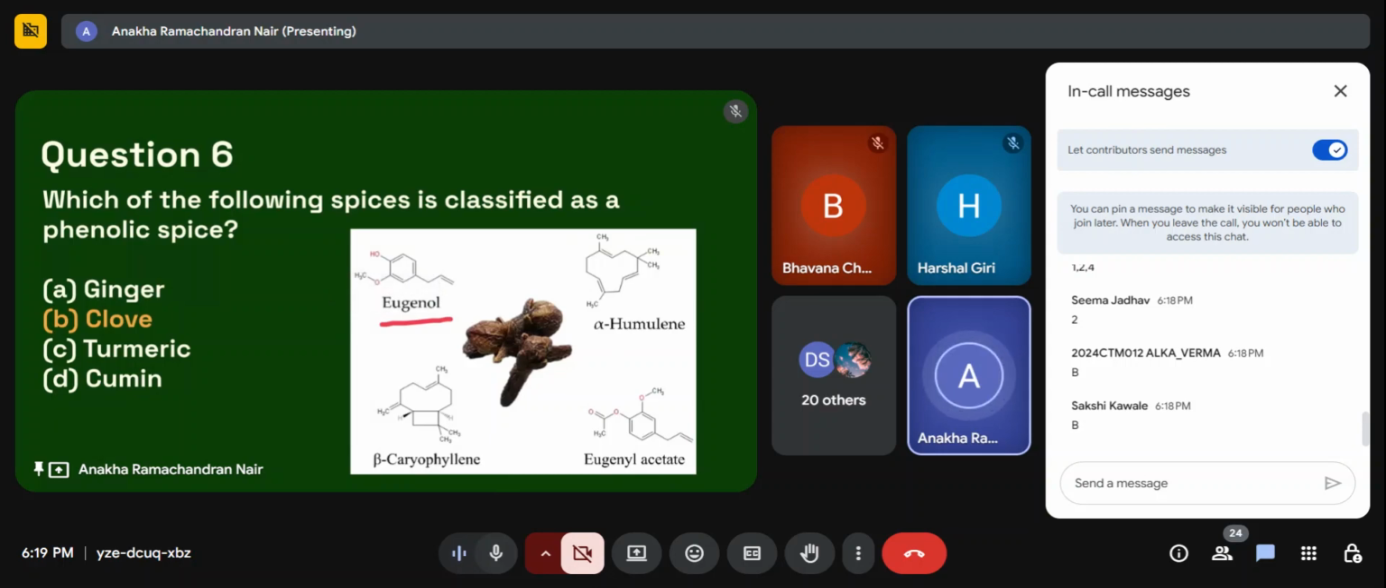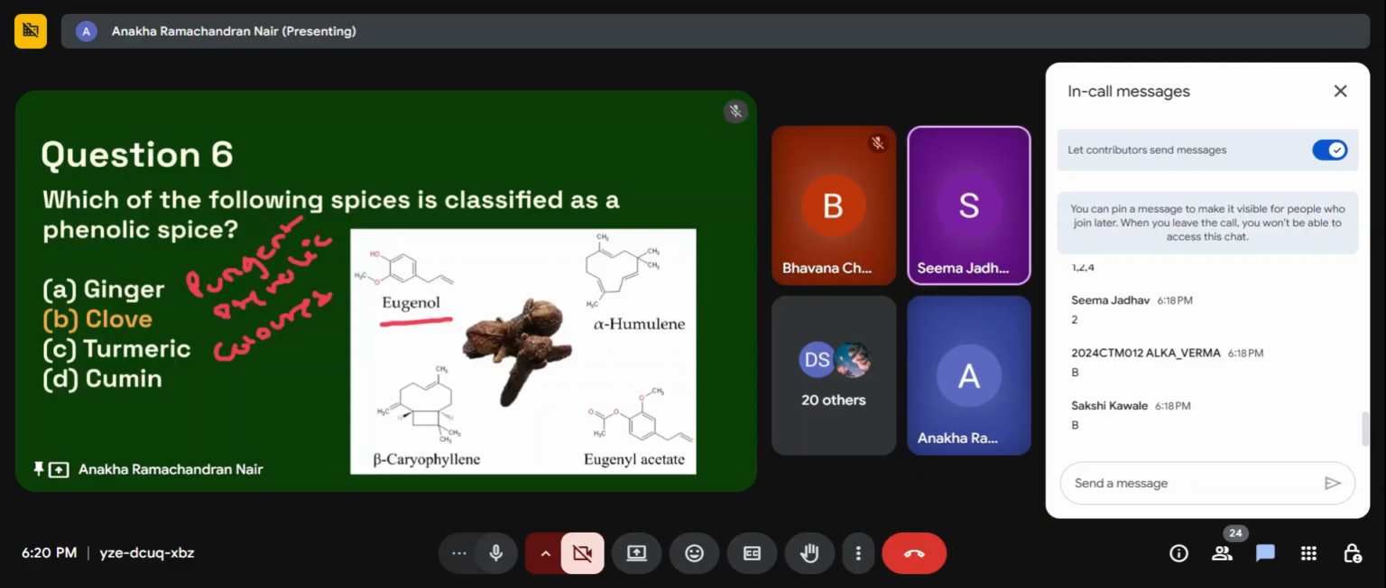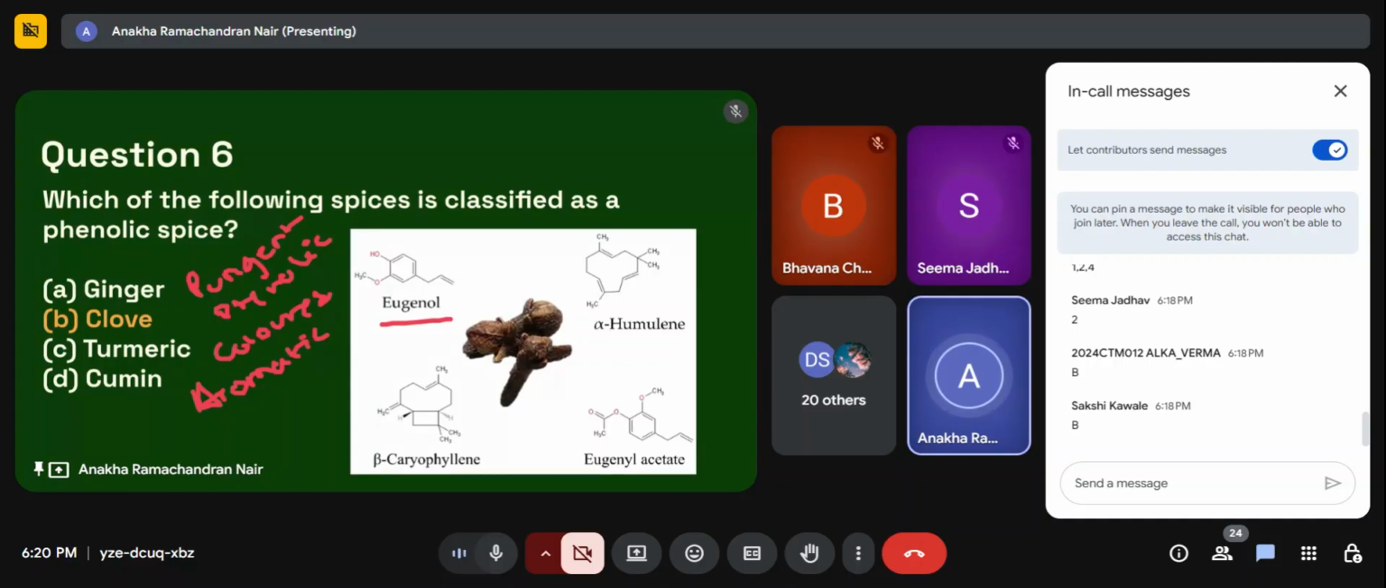So does anyone have a doubt in this question? So ginger is a pungent spice if you had to classify. Clove is a phenolic spice. Turmeric is a colored spice. And cumin is, any idea? All right. It's an aromatic spice, right? So that is the classification that you have. So ginger is pungent, clove is phenolic, turmeric is colored, and cumin is aromatic.